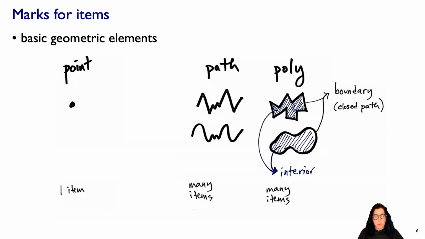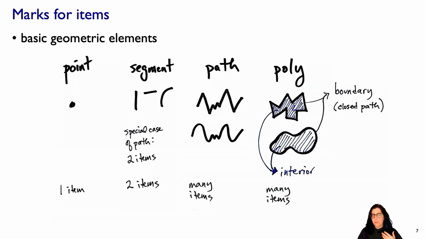Now, there's one thing that so frequently occurs, we're just going to have a shortcut. It's basically a degenerate case of a path, which is a segment, which is where we just have two items. So in general, a path is a multi-item line, and a segment is just those two. So of course, you could decompose a path into a bunch of different segments. Usually, we'll reserve the word segment for when we're talking about just this two-item set.